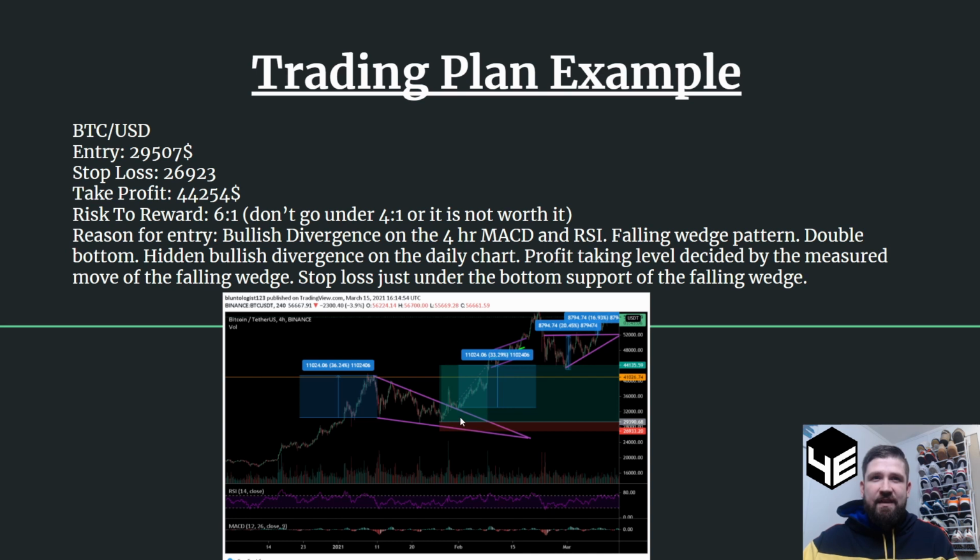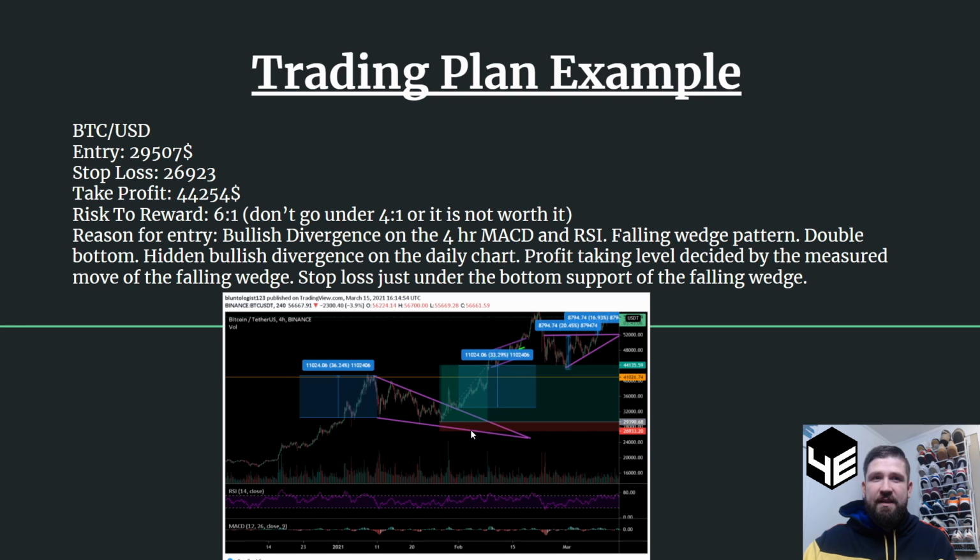So our profit taking level is decided by the measured move of the falling wedge. So what we do for that is you measure the bottom of the wedge to the top of the wedge. You put it right to the breakout point, and you get about an 11K move up. Now, it's not always going to be exact, but it's going to be pretty darn close every single time. As you can see, it was pretty close to that point.